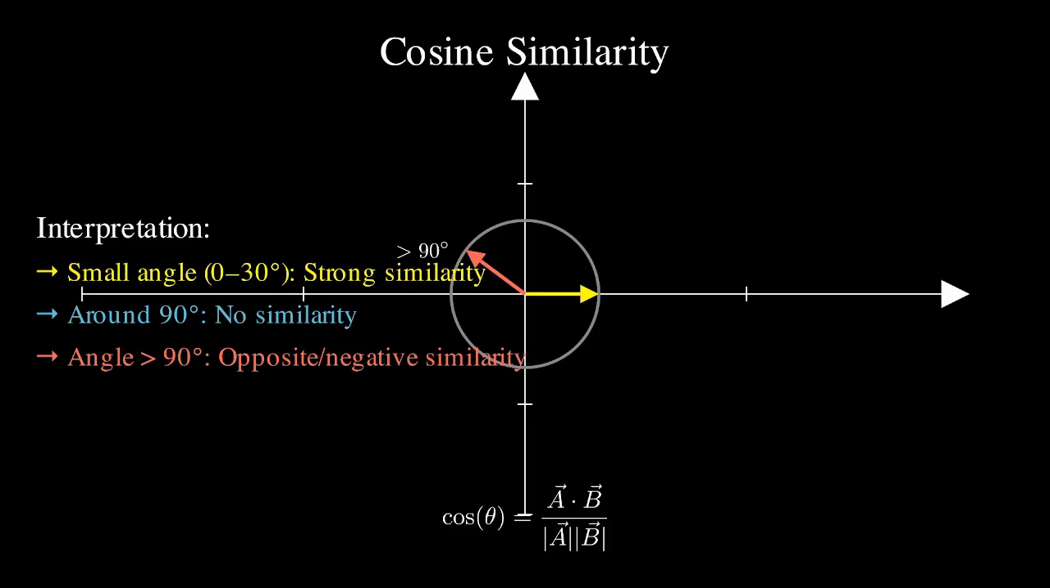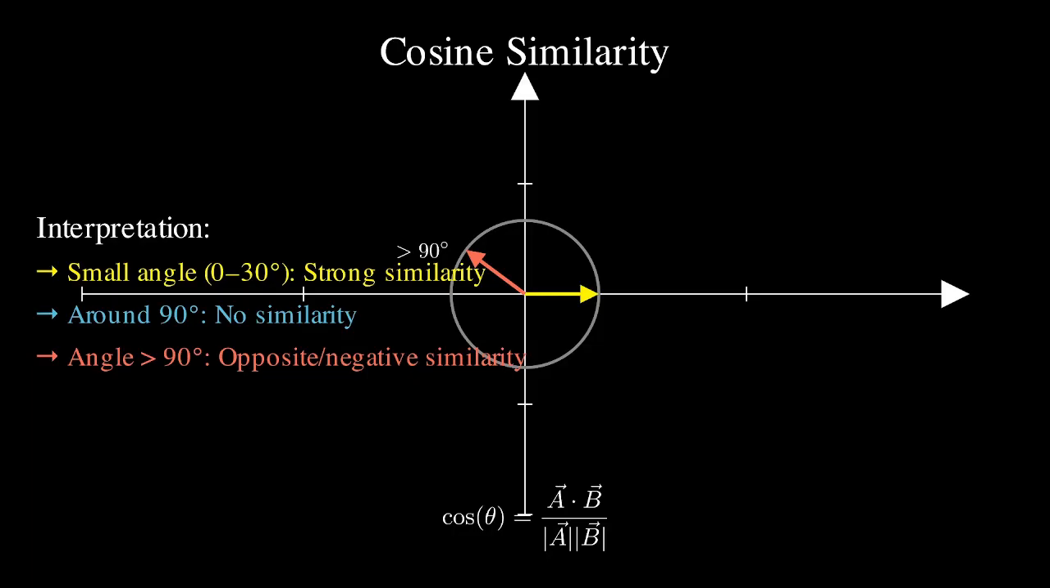If we see the interpretation of it, if the angle between these two is 0 to 30 degrees, that means there is strong similarity between them. If the angle is around 90 degrees, that means there is no similarity. And if the angle is greater than 90 degrees, that means between these two features or vectors, whatever we call them, there is a negative similarity.